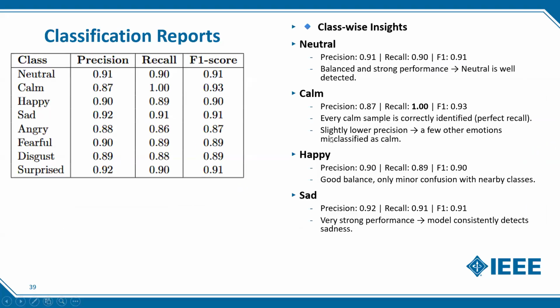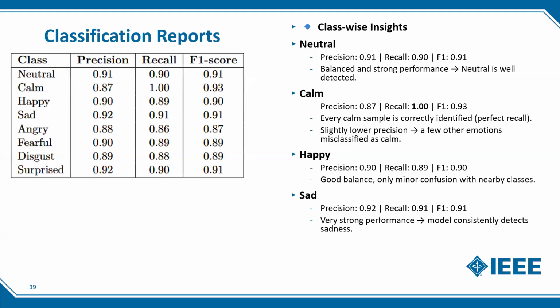So these are some of the numerical values based on precision, recall, and F1 score. Precision is nothing but, of all predicted positives, how many are actually correct. That is what precision gives. And recall gives, of all actual positives, how many did the model correctly find. That is what is called recall.